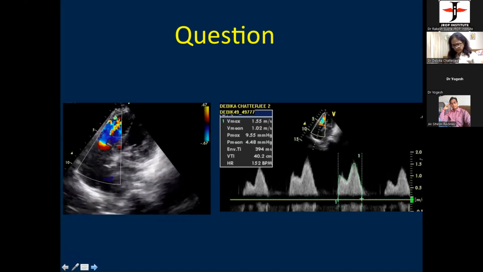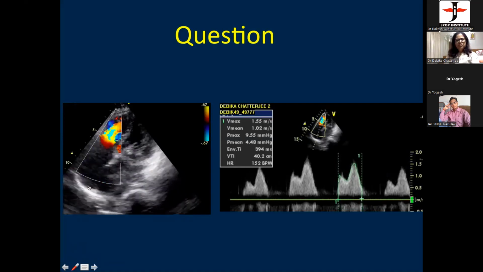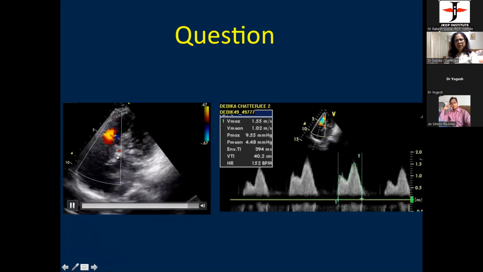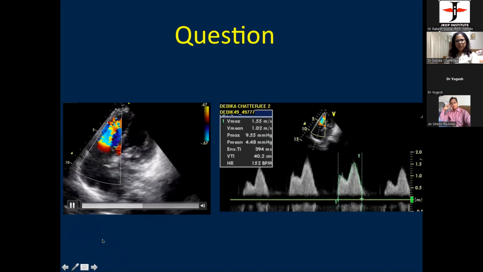Yes, you need to be concerned when the gradient is more than 2 millimeters of mercury. When you are taking care of the mitral valve disease, you need to take care of the tricuspid valve disease.